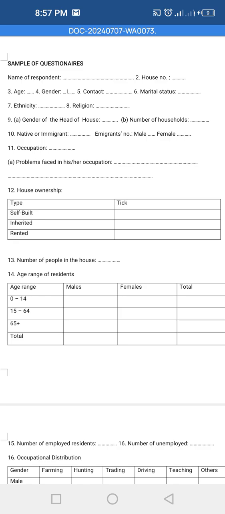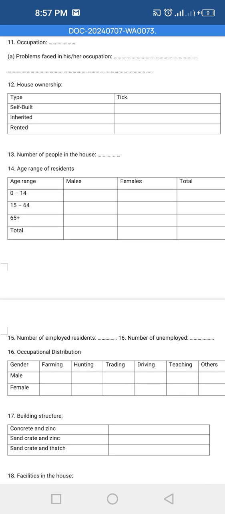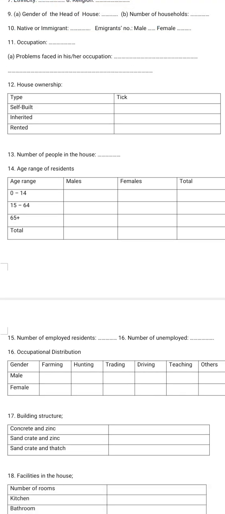Now, it gets more interesting. You find the number of people in the house. You find the age range of residents from 0 to 40. How many people are within that category, males and females? And then you write the total. Then the age category from 50 to 64, and 65 plus, also in order. Then you write the total.